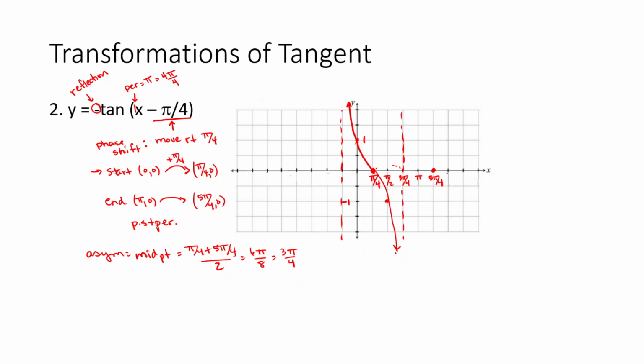So there's one cycle. So let's finish another cycle. So I expand my asymptote out here. So this is at 5/4, so this would be 6, so this would be 7 pi/4. And I'm going to go down. So the negative in front makes it a decreasing function.